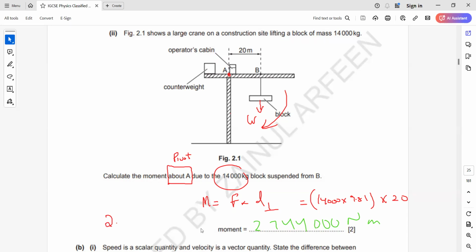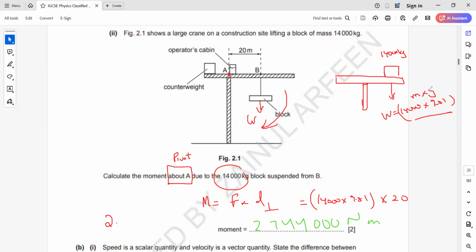Where I get 9.8, because we are calculating a moment. Moment is a product of force, and the mass is 14,000 kilogram. But what about the weight? Weight is 14,000 multiplied by 9.8, because weight is mass multiplied by gravity. Weight is the force, mass is not the force. So you have to take weight, not the mass. So it will be 2.74 into 10 to the power 6 Newton meter.